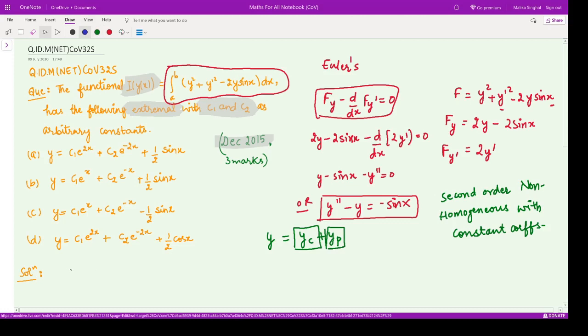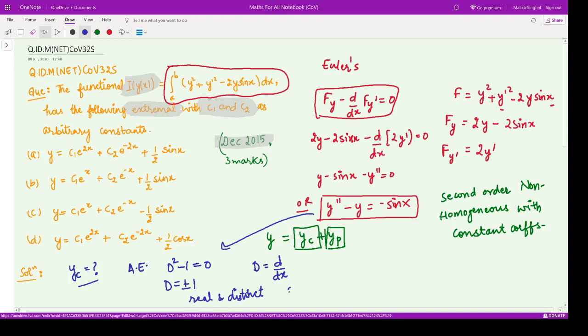Firstly, we will calculate the complementary solution yc. How can we calculate that? First of all, we will write the auxiliary equation corresponding to the given equation, which would be D square minus 1 is equal to 0, where this D is the first derivative with respect to x. So, solving this equation gives D is equal to plus minus 1. Here the roots of this equation are real and distinct. So, yc is equivalent to c1 e to the power x plus c2 e to the power minus x.